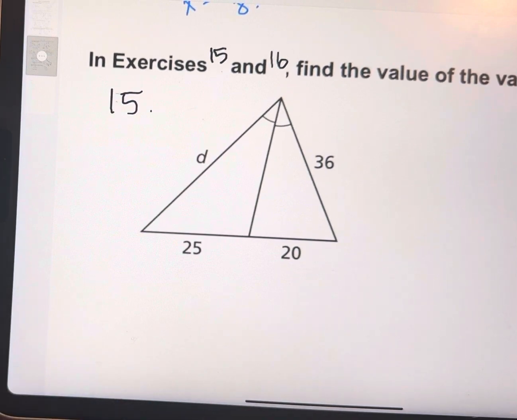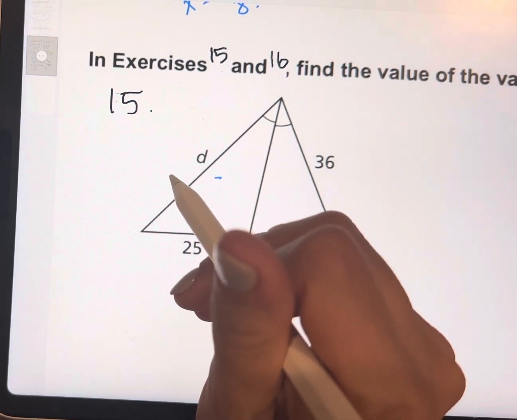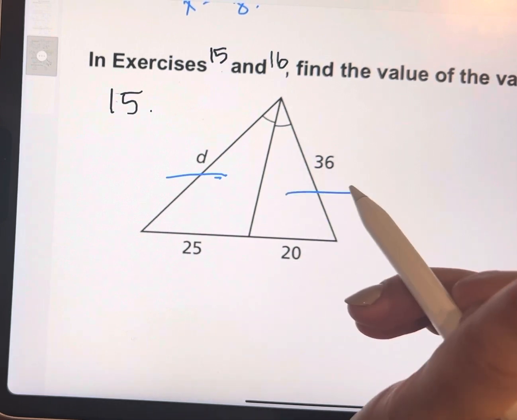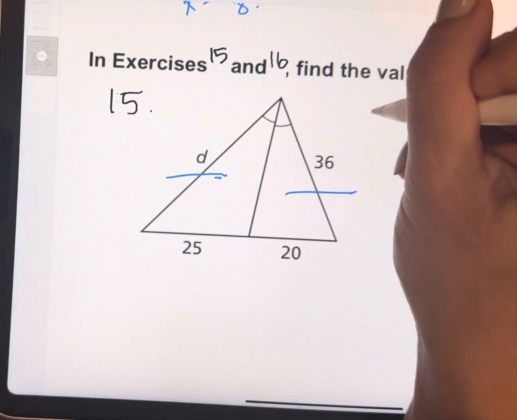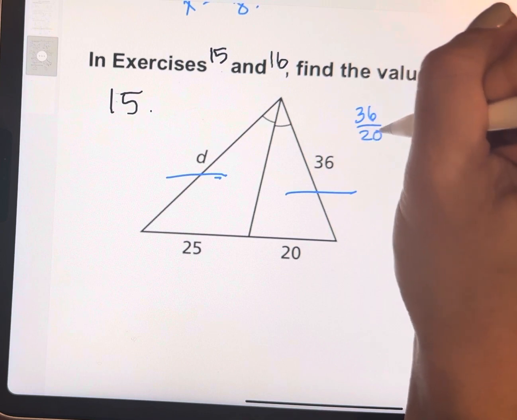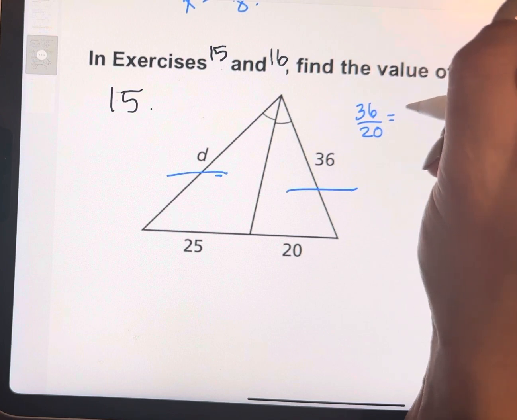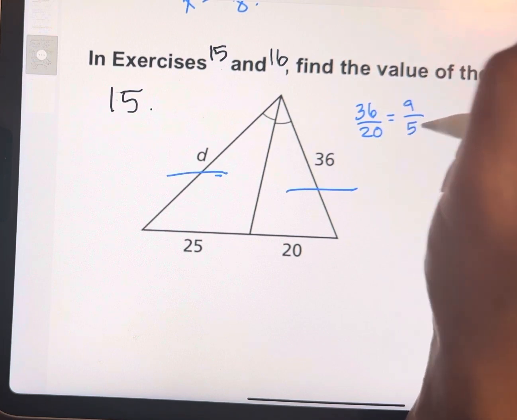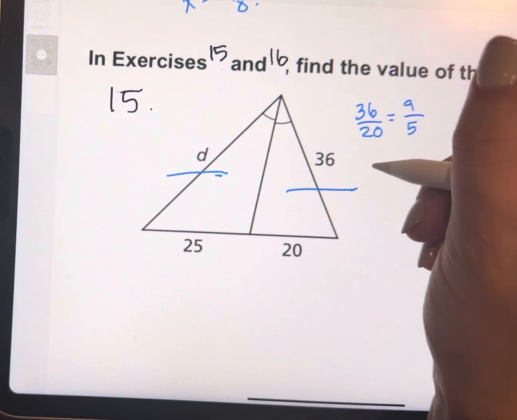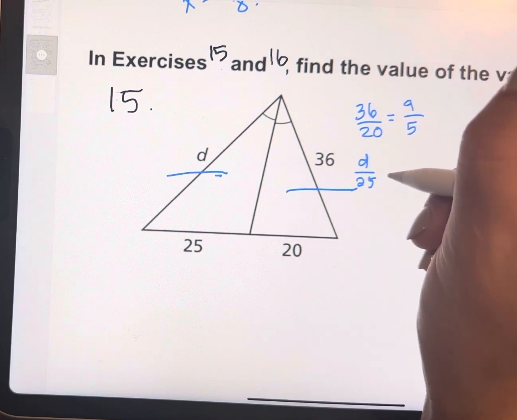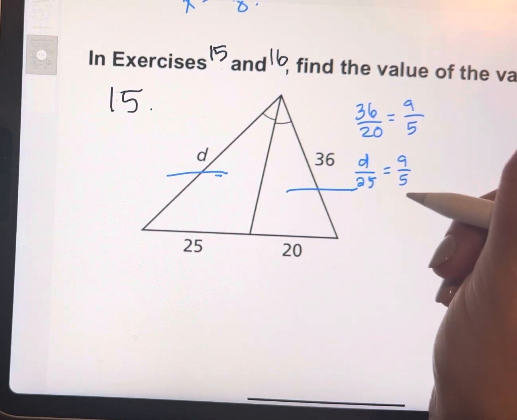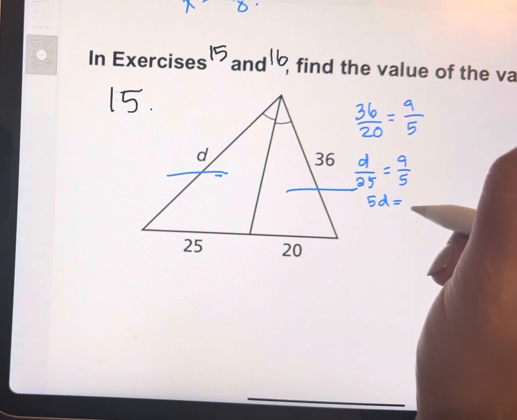Alrighty, number 15. Okay, again, we're just going to go this over this and this over this. So I'll first reduce 36 over 20, and 4 goes into 36 9 times and into 20 5 times. So D over 25 equals 9 over 5. And 5D equals, what is that, 2.25?